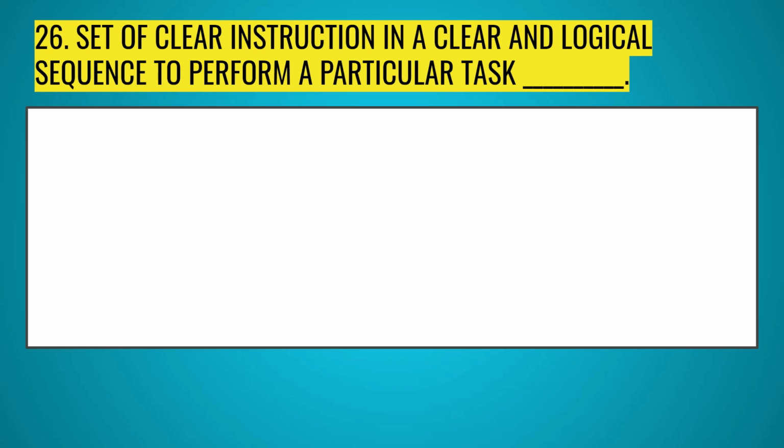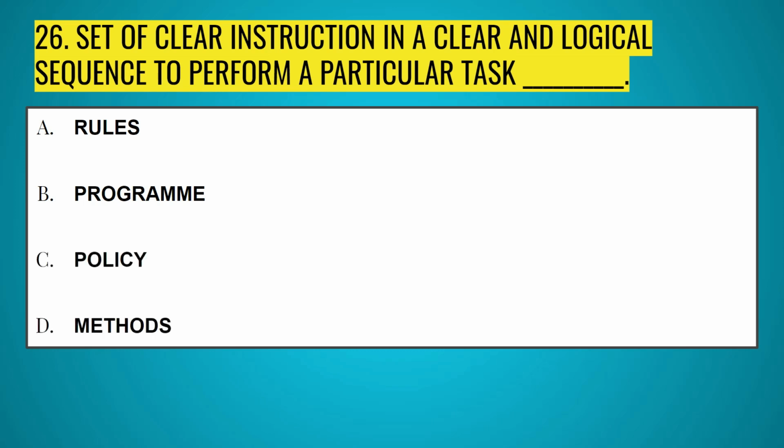26. Set of clear instructions in a clear and logical sequence to perform a particular task is known as A. Rules, B. Program, C. Policy, D. Methods. The answer is option B. Program.